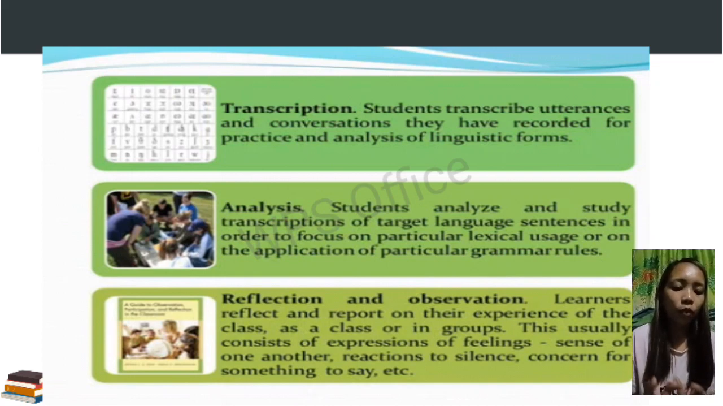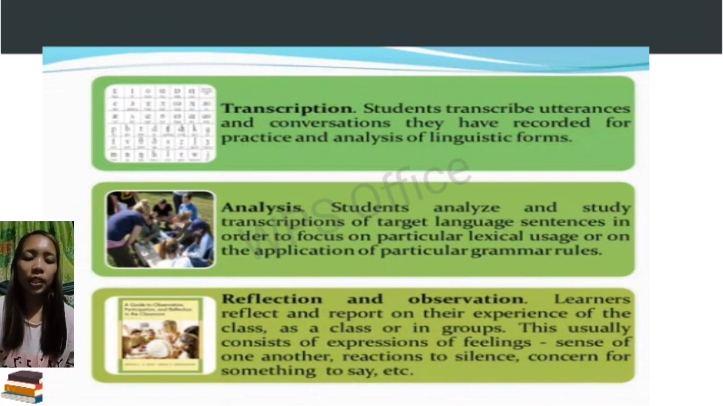So next type of learning is the transcription. Students transcribe utterances and conversations they have recorded for practice and analysis of the linguistic forms. So after recording those conversations, the students now are going to transcribe their utterances and conversations for practice and analysis of the linguistic form.